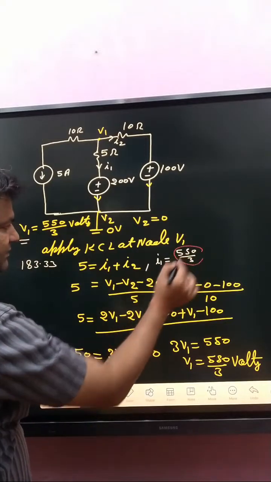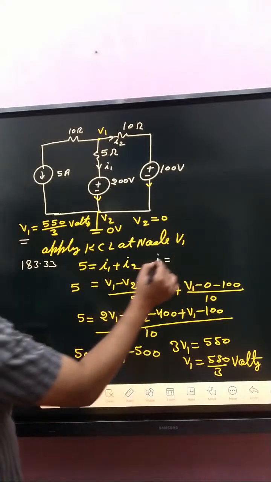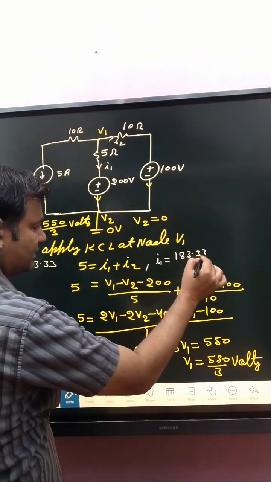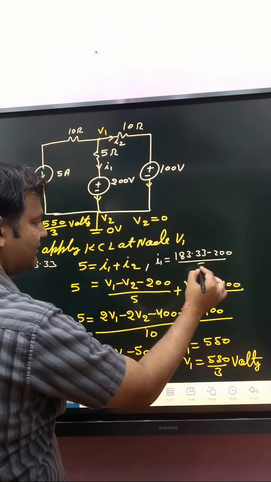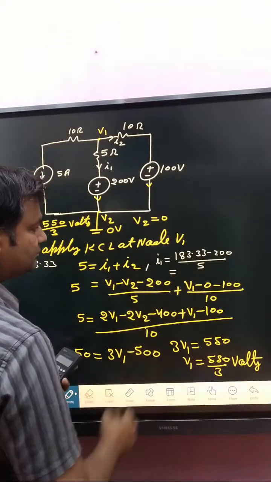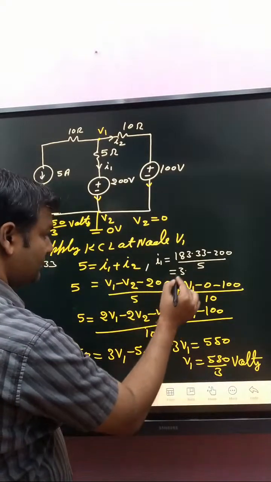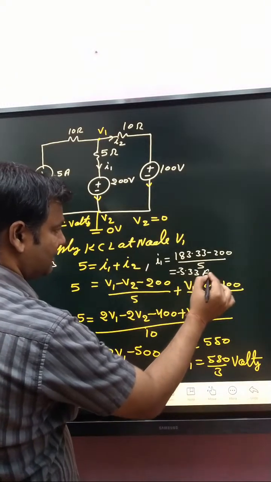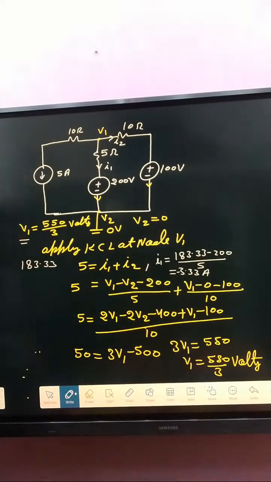So first of all, if this one is removed, then how much? 183.33 minus 200 divided by 5. So finally we got how much? Minus 3.33 ampere. That is I1. And what about I2?